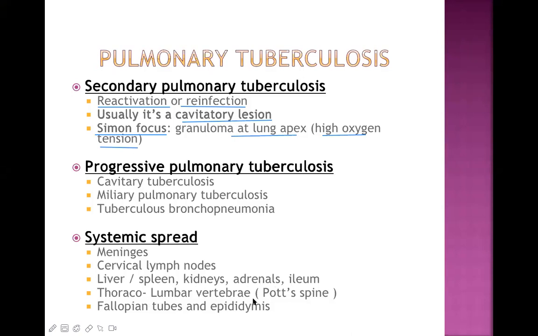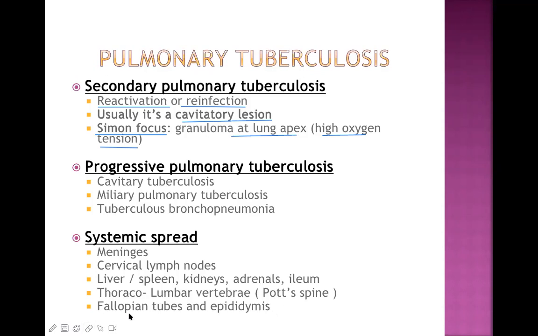Thoracolumbar vertebra can be badly damaged by TB, which we call Pott's spine. Not only vertebra, even the joints can be affected, and the commonest of them is the hip joint, followed by the knee joint. Even the genital organs can be affected by extrapulmonary tuberculosis, like the fallopian tube in female and epididymis in male.